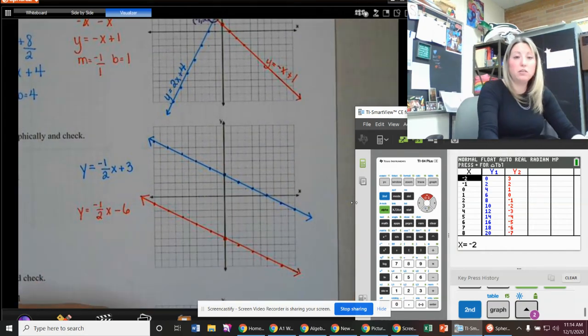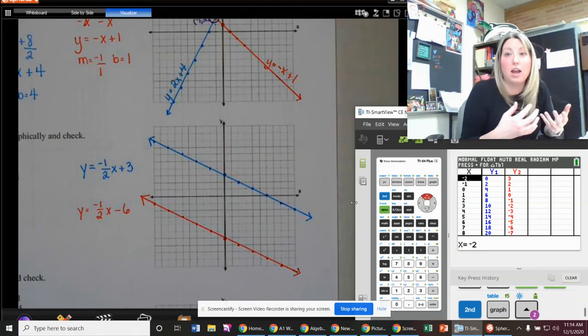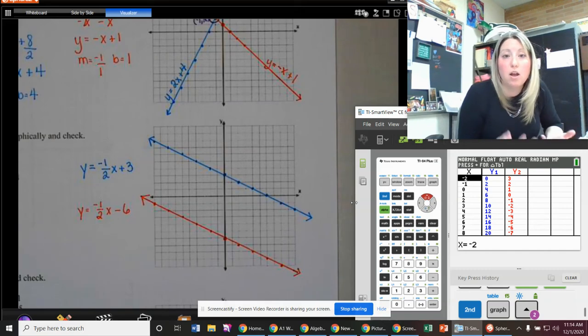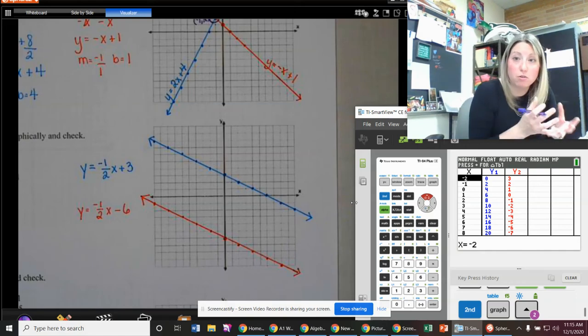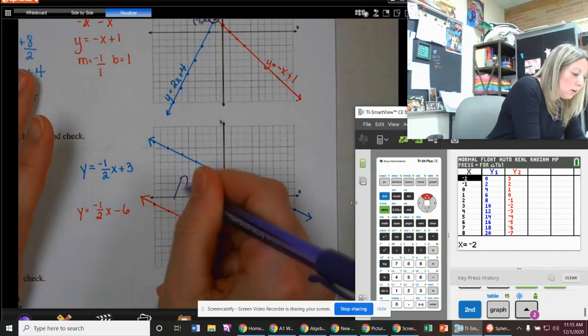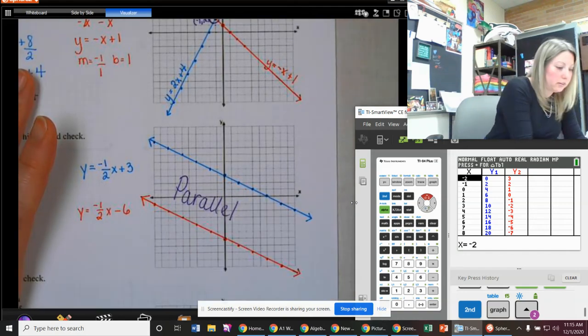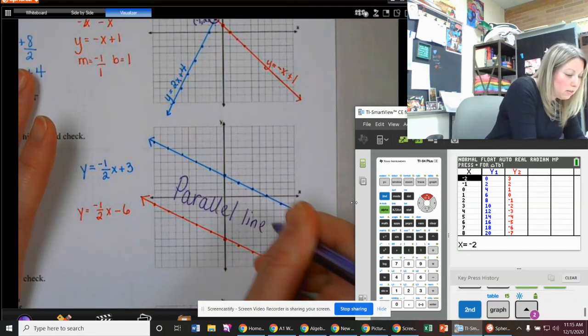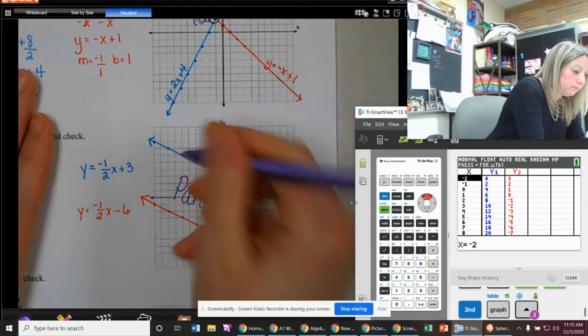Now, because lines have a constant rate of change, a slope, if you have 2 lines with the same slope that do not have the same y-intercept, they will never meet. We call these lines parallel. These are parallel lines. And parallel lines do not have a solution to their system.